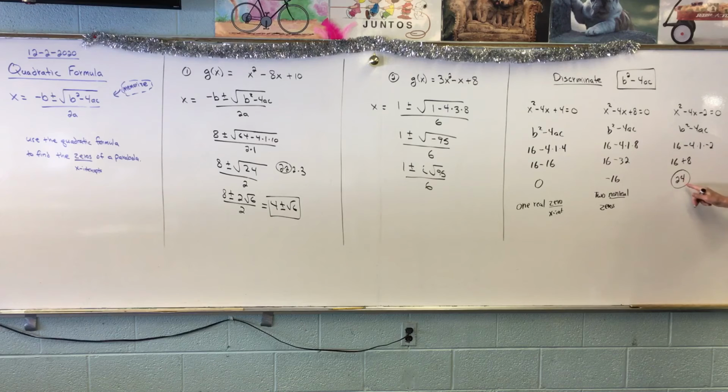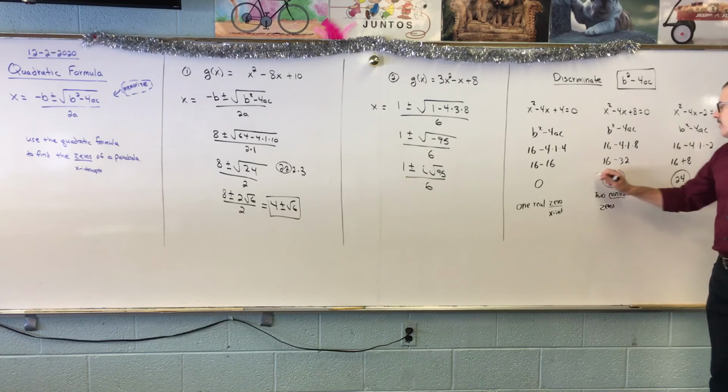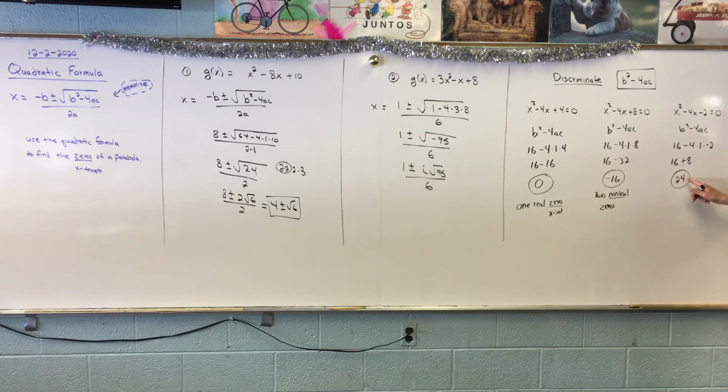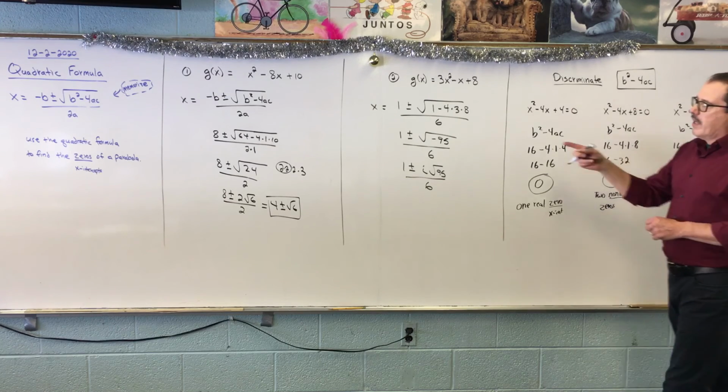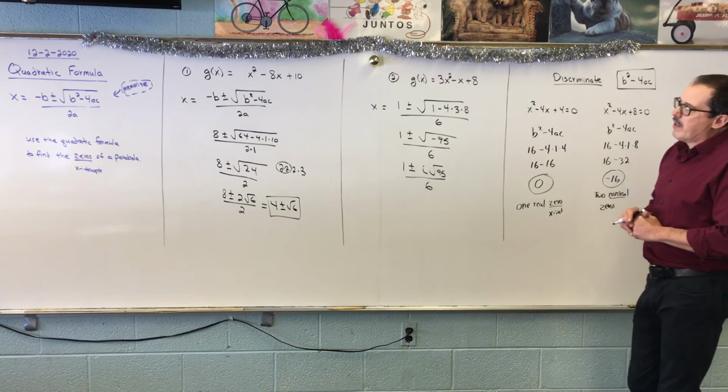A 24 is a positive answer. I'll go back and circle all these. So if you get a positive answer, that means there's two real zeros, or x-intercepts. So that means that it crosses the x-axis in two places, and you can actually see it in real life. So that's what the discriminant does for you, and they gave you 7 problems on that and several problems on this as well.